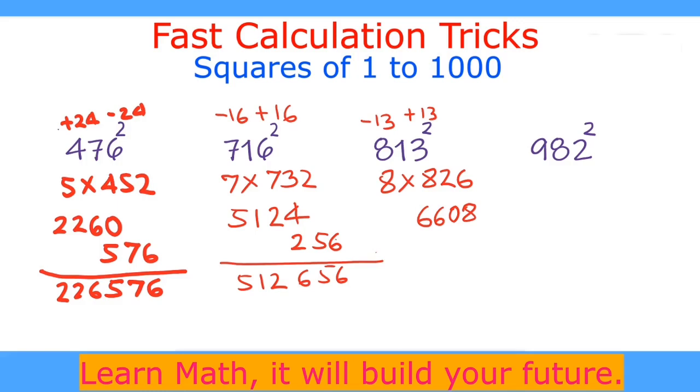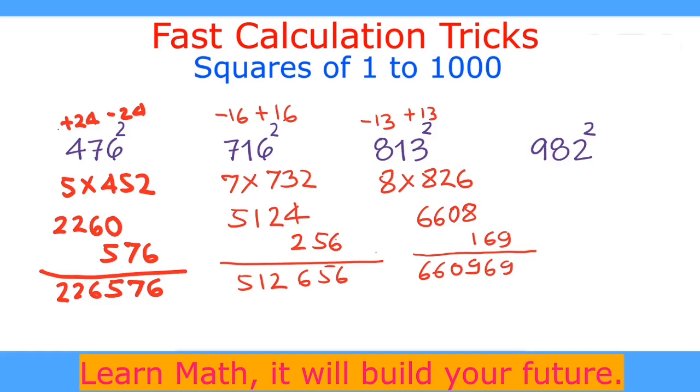After writing 69, we carry 1 and we add it. 69, then 8 plus 1 is 9, then 0, then 6 and 6. So square of 813 is 660,969. That is 6,60,969 or 660,969. We go to the next question, 982 square.